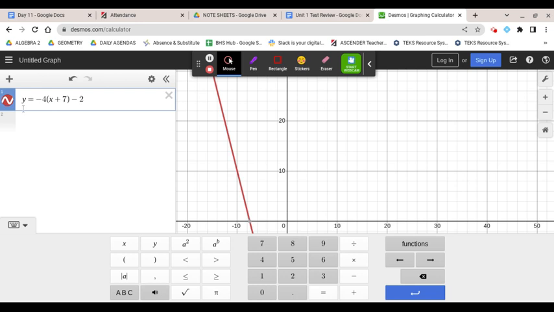Y equals -4 parentheses x minus 7 minus 2. And of course, with the inverse, we just got to go the opposite. So x equals -4 parentheses y plus 7 minus 2.